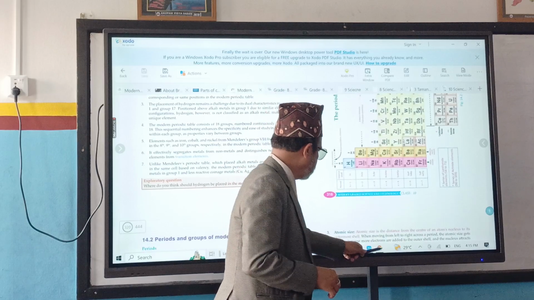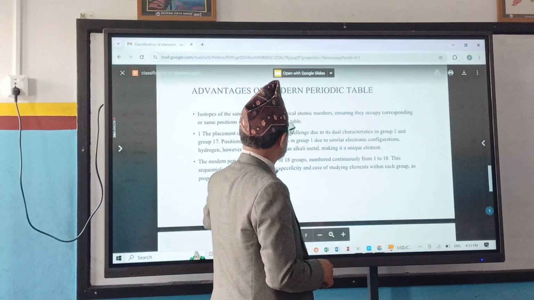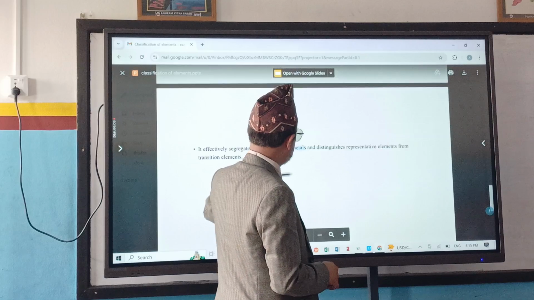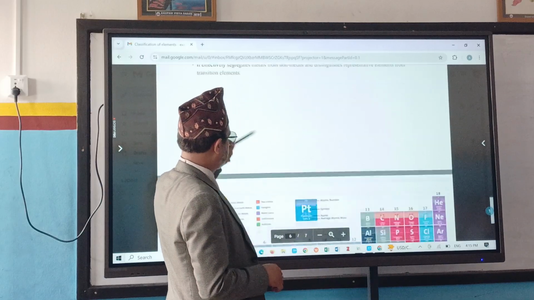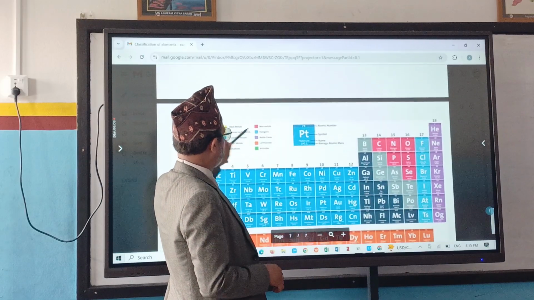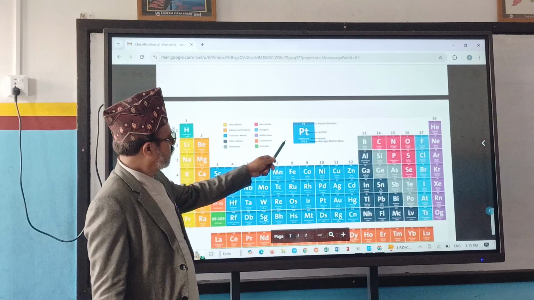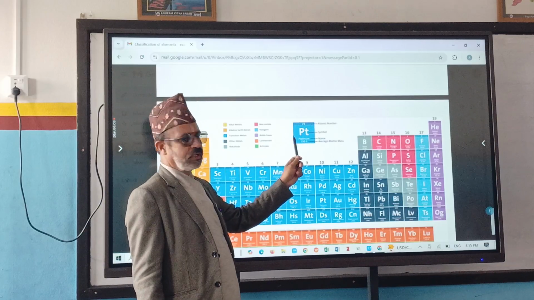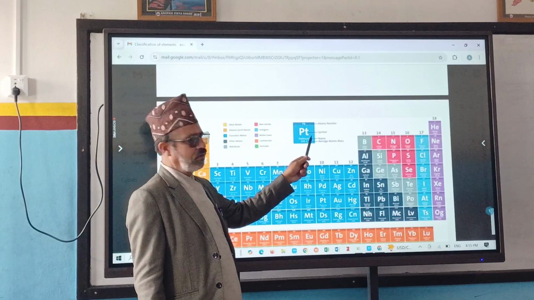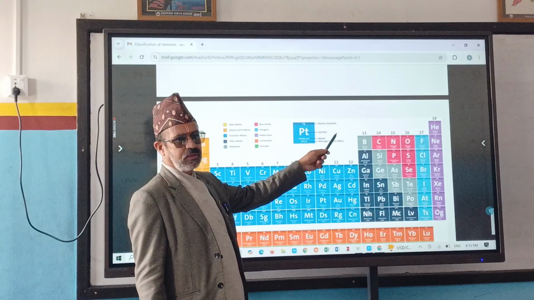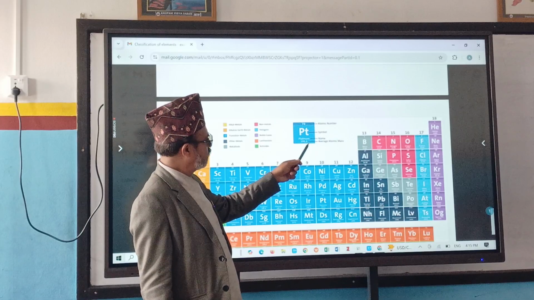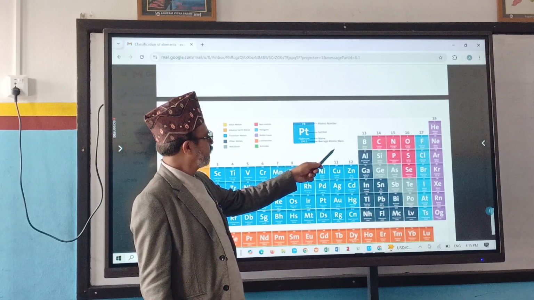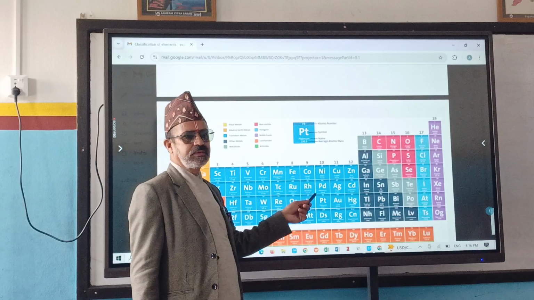I think this table is very lovely. We can see here once again. When you see this one, suppose here is one element box. The box shows the symbol. At the top is the atomic number. Below are the atomic mass and name.